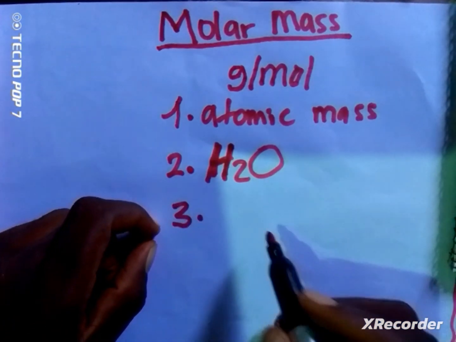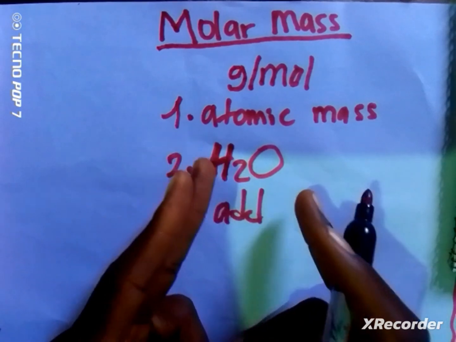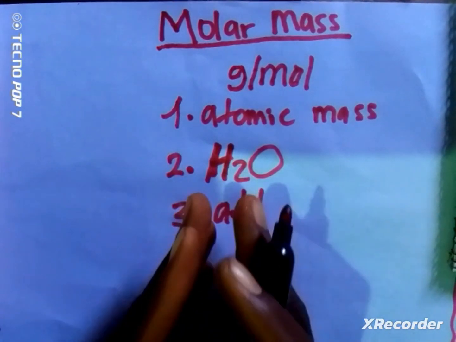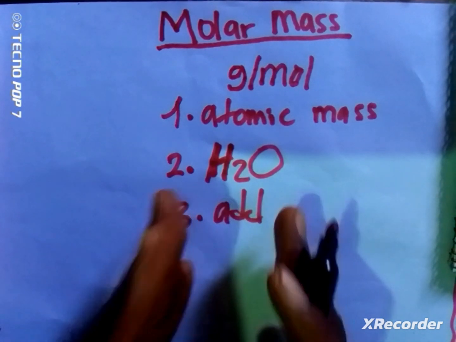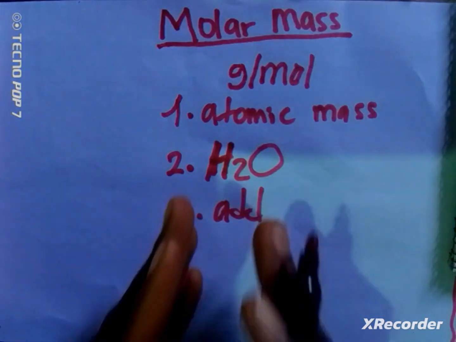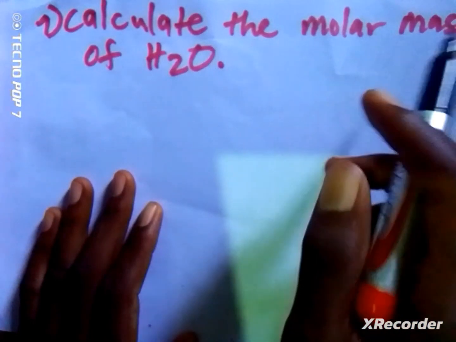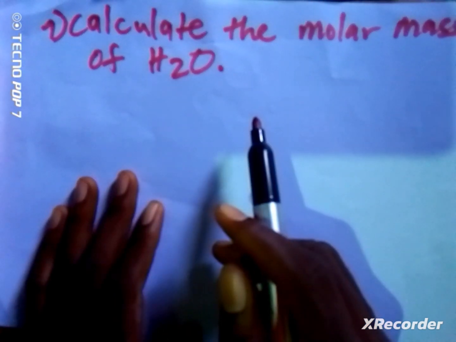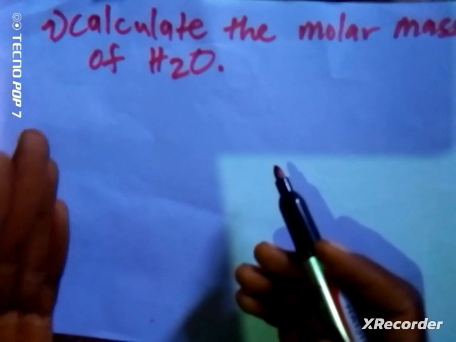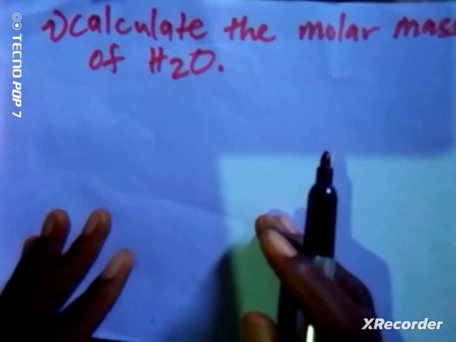Number three, you're going to add the numbers you get from your calculation. But don't worry, we are going to do a step-by-step technique on how to get our answer for a molar mass. So sample problem number one, calculate the molar mass of H2O. So we want to know the total weight of hydrogen atoms and oxygen atoms within this particular compound called water.